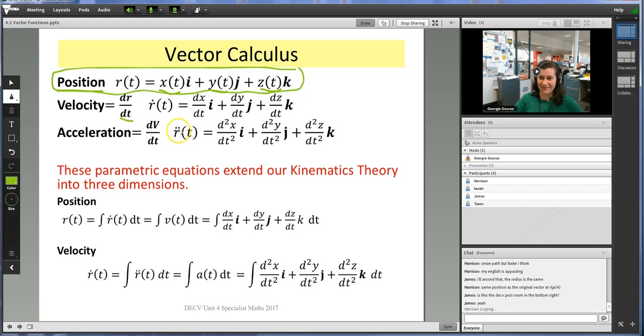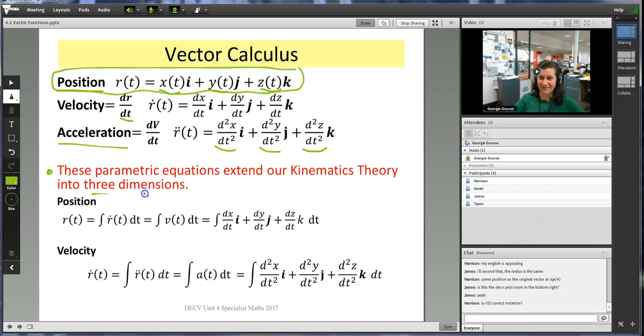That's all you do. And then if you want to do acceleration, same sort of thing, you take the derivative of the velocity vector. Notation is r with a double dot, second derivative with respect to time. Take the second derivative of the position vector for each component with respect to time. So now we've got extending our calculus into 3 dimensions for studying kinematics.